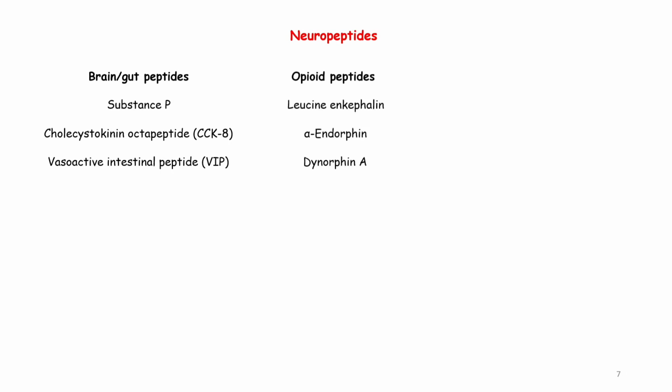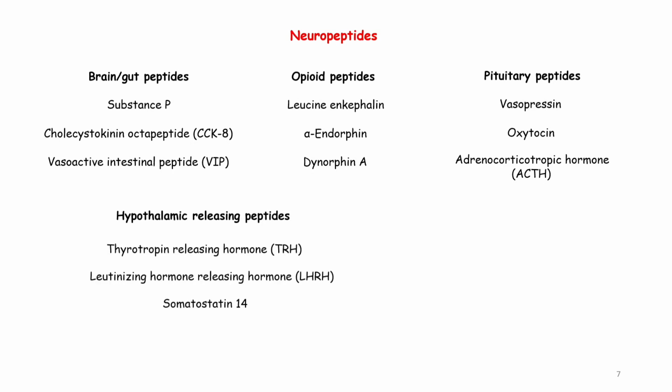VIP, opioid peptides like leucine enkephalin, alpha endorphin, dynorphin A, pituitary peptides like vasopressin, oxytocin, adrenocorticotropic hormone ACTH, hypothalamic releasing peptides like thyrotropin releasing hormone, luteinizing hormone releasing hormone, somatostatin 40, and miscellaneous peptides like angiotensin 2, neuropeptide Y, and neurotensin. These also act as neurotransmitters.